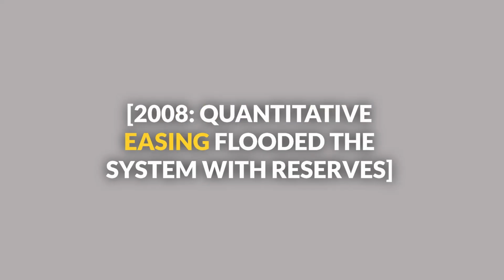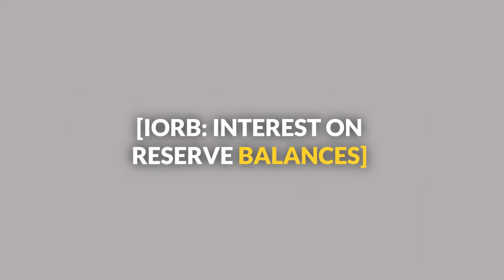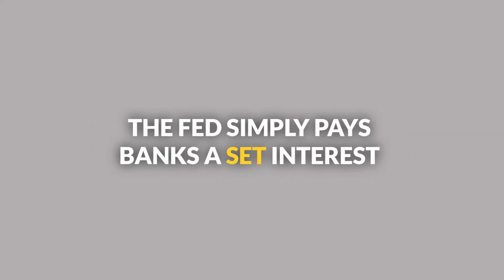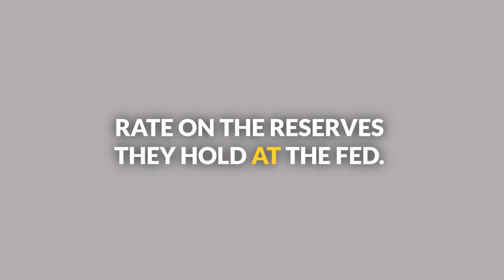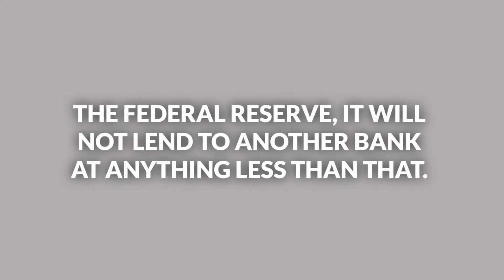2008, quantitative easing flooded the system with reserves. So the Fed adopted a new primary tool, interest on reserve balances, or IORB. The concept is elegant. The Fed simply pays banks a set interest rate on the reserves they hold at the Fed. If a bank can earn a competitive rate just by leaving money parked at the Federal Reserve, it will not lend to another bank at anything less than that.